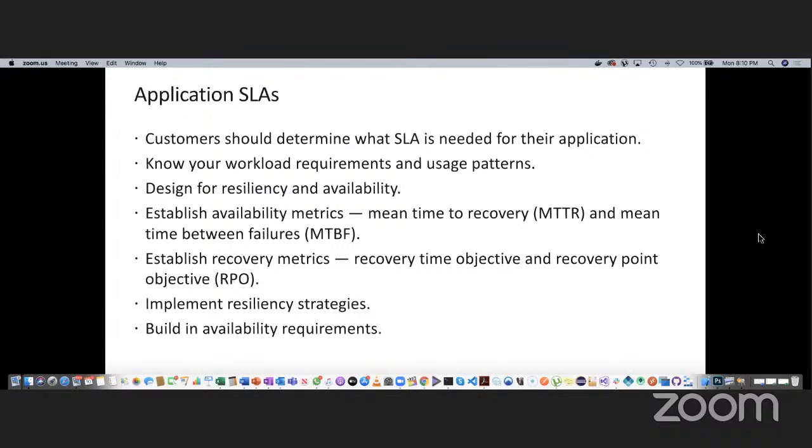You have to design for resiliency and availability, establish availability metrics, mean time to recover, MTTR, and mean time between failures, MTBF. Okay, you have to know all that. Establish recovery metrics, recovery time objective, RTO, and recovery point objective, RPO. We talked about that before. Implement resiliency strategies and building in availability performance. Okay. So those are the things that the customers have to think about when they are determining the SLA for their application.